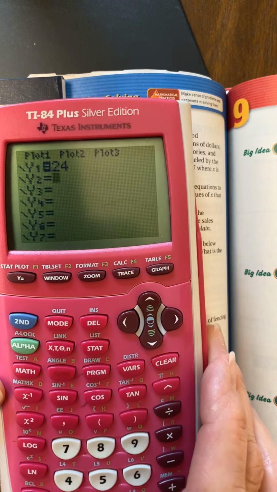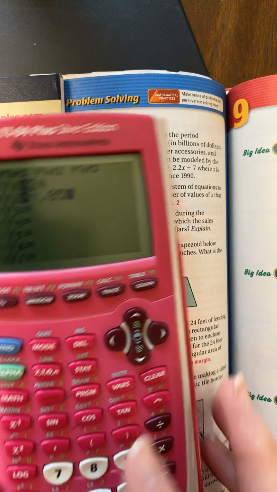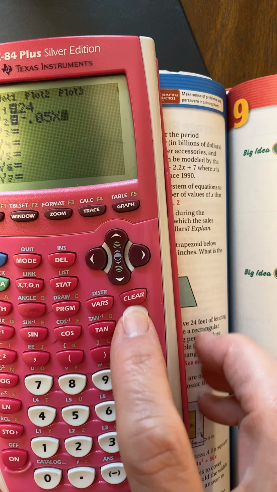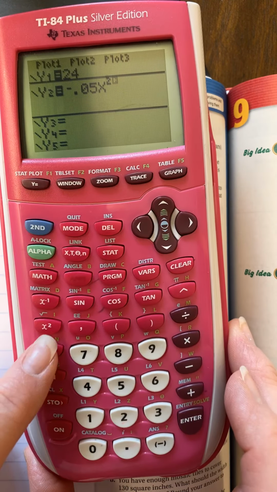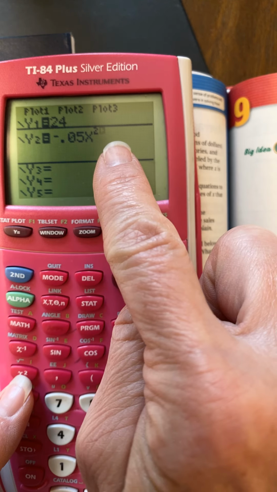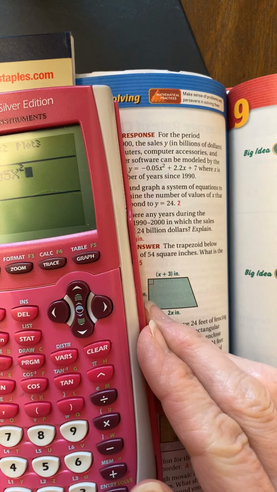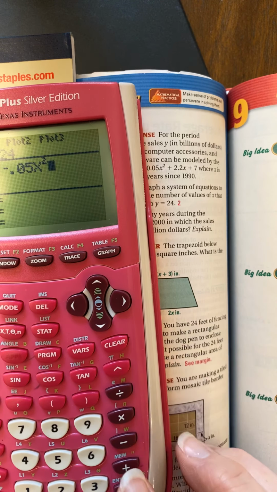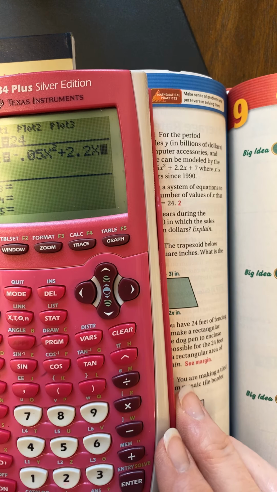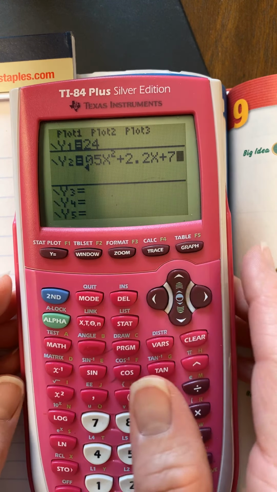So y is equal to negative 0.05. For your variable, here's your variable key, x. Then you use your caret squared. Please don't use this when you're graphing. Sometimes that goofs up. On my calculator, do you see how my cursor is up there? So if you cursor over once, then it brings it down. So we have our negative 0.05x squared plus 2.2x, and then plus 7. So this is a quadratic that I'm going to graph.